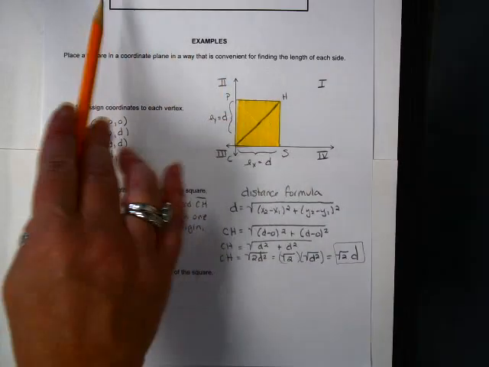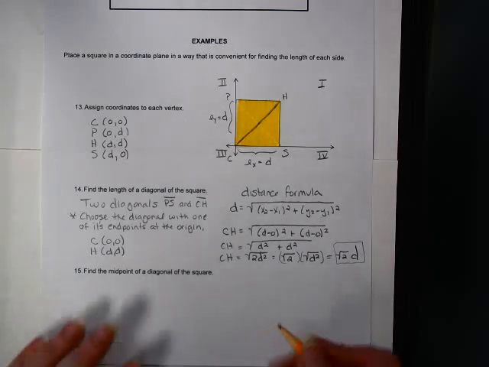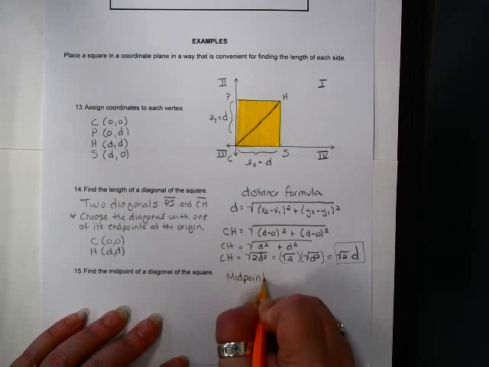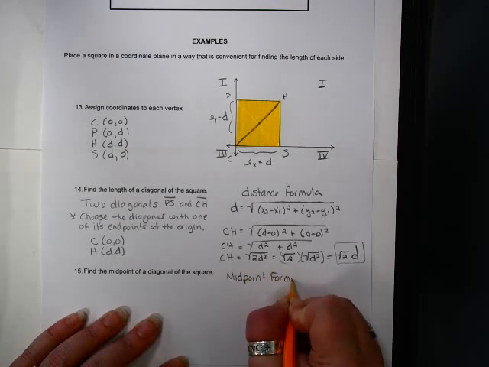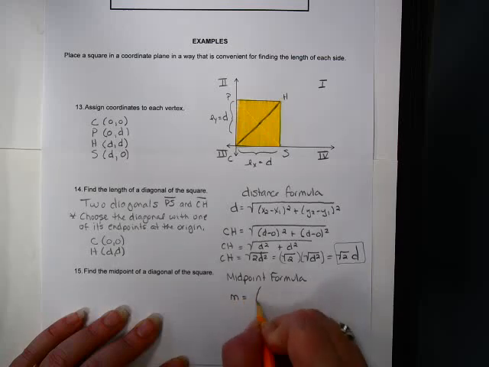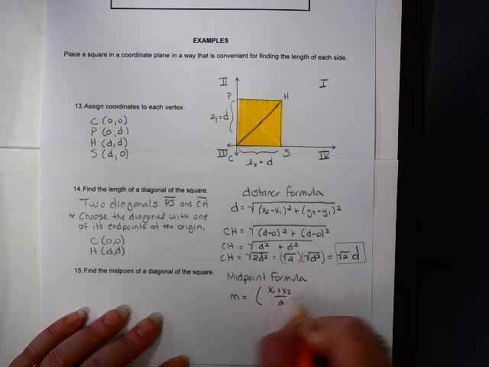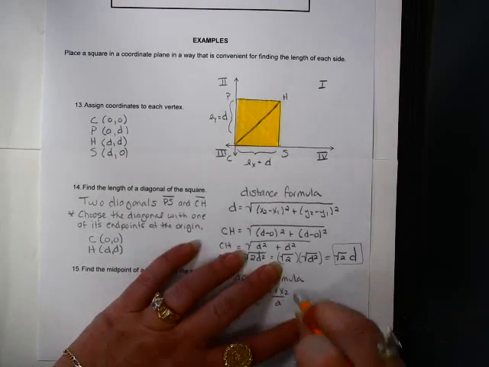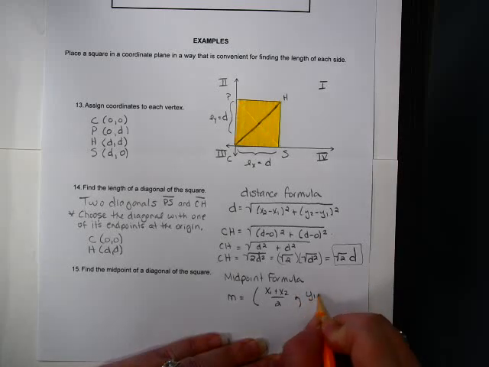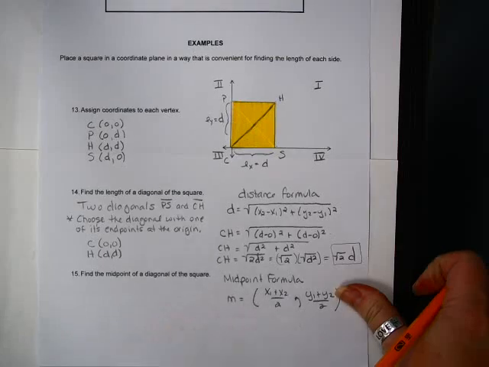Okay, so another type of problem that you might have is find the midpoint. So let's remember the midpoint formula. The midpoint formula is where you have M is equal to, you add the x's together, x1 plus x2 divided by 2, comma, and y1 plus y2 divided by 2. It's the average of the x's and the average of the y's.